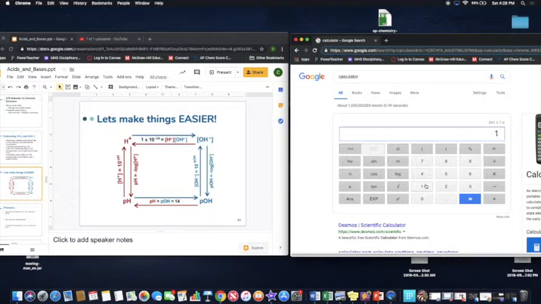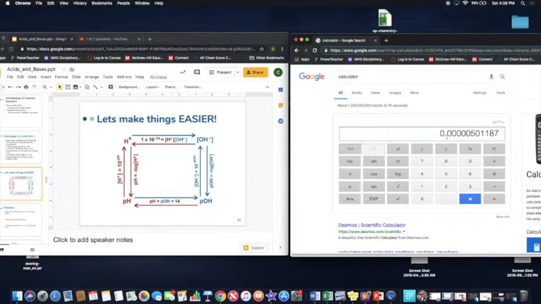So I'm going to do 10 to the negative 5.3. And that gives me 0.0000501 and so on. So this number is again really tiny.